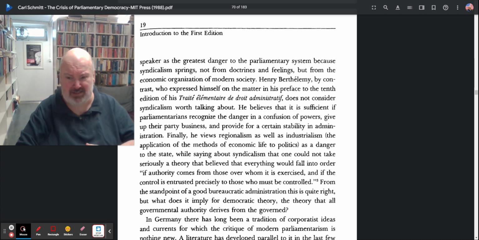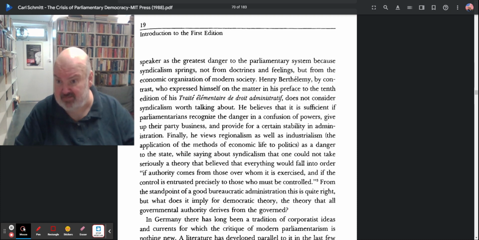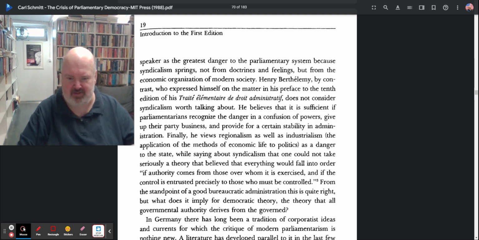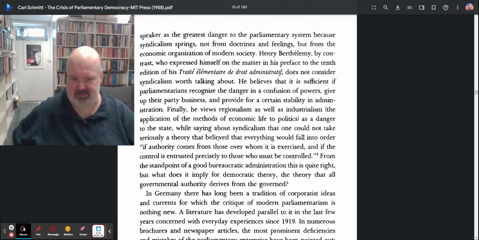However, this may be great from an administrative point of view. From a democratic view, it's a violation because the whole purpose of the democratic theory is what? Consent of the governed, right? The theory that all government authority derives from the governed, right? So that's the tension, right?